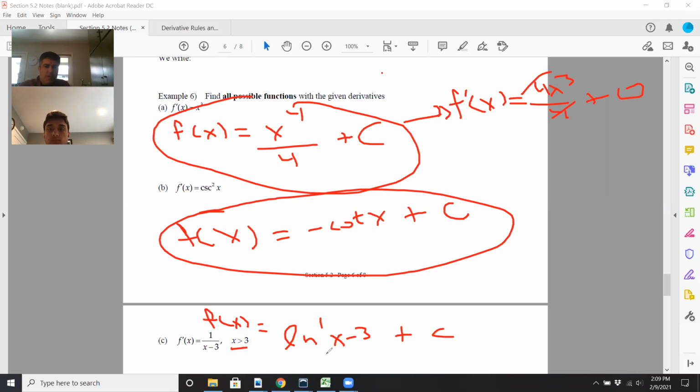When you have 1 over something, like 1 over a linear term, and you're doing the antiderivative of it, you get the natural log. And again, plus c.